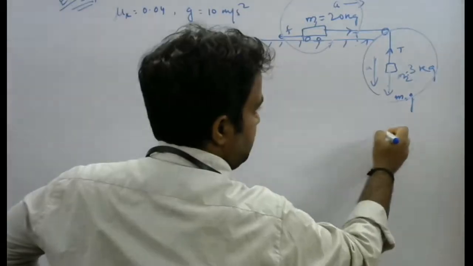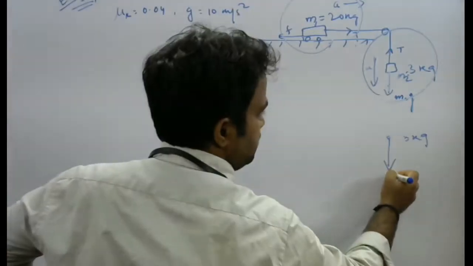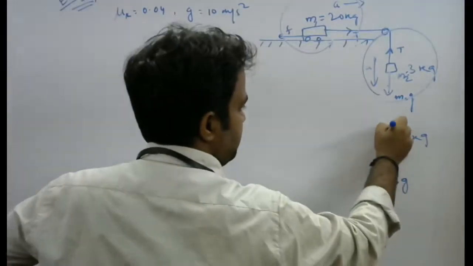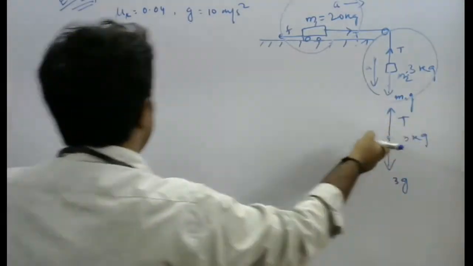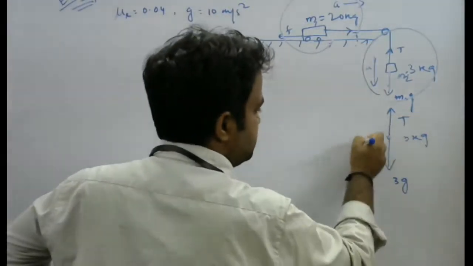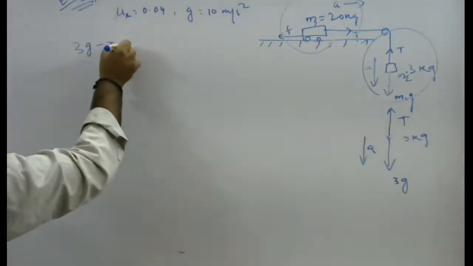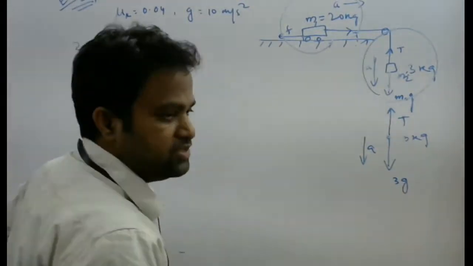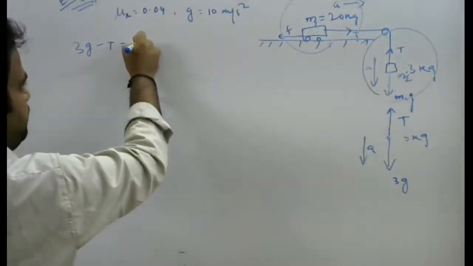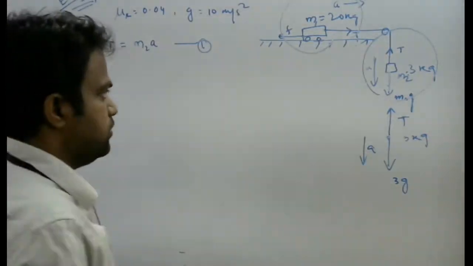This is the mass, which is 3 kg. So M2G downward, that means 3 into 10, 3G also I can write, and tension upward. If I want to write the equation for this free body diagram, the acceleration is downward. So I'll write 3G minus T is equal to M2A, because 3G minus T is the net force on this object that is creating the acceleration. This is your equation number 1. Clear?